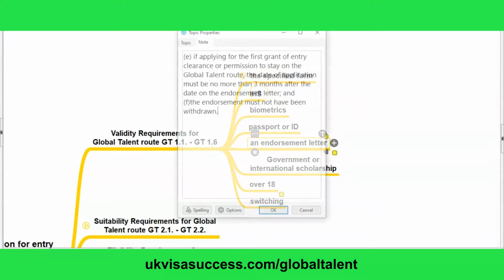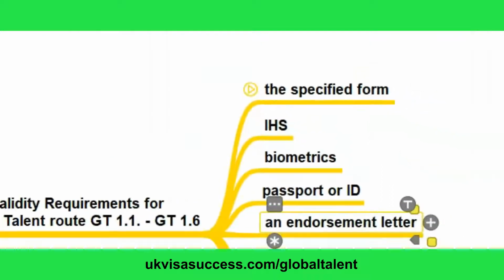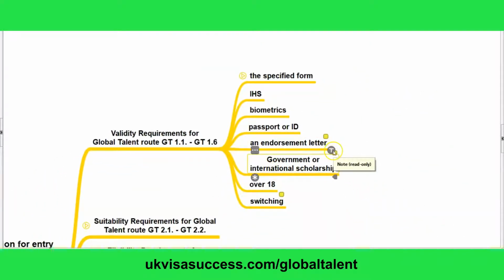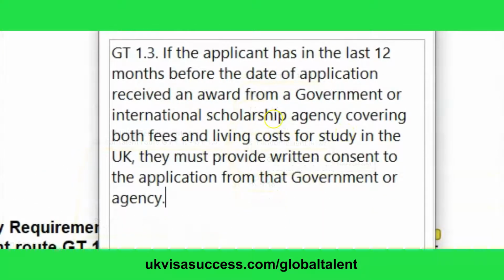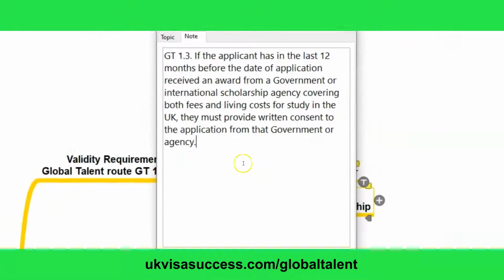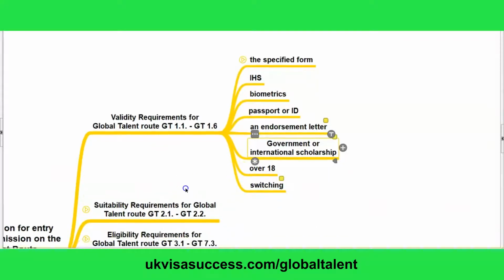This endorsement letter should not be older than 3 months, and you also have to prove that the application has not been withdrawn. And if you received some kind of government scholarship or international scholarship in the last 12 months, which covers both the fees and living costs, you will need to get a written consent from this organization confirming that they are okay with you applying. And all applicants will need to be over the age of 18.